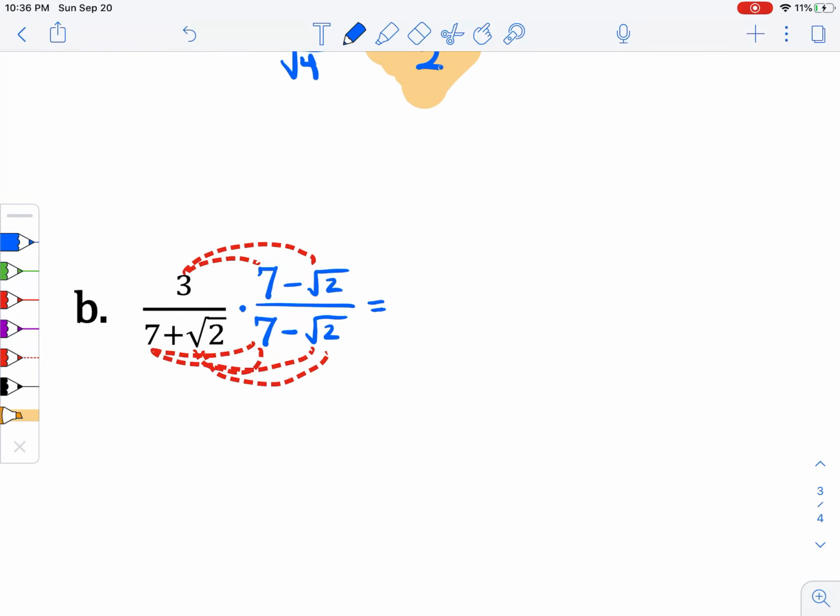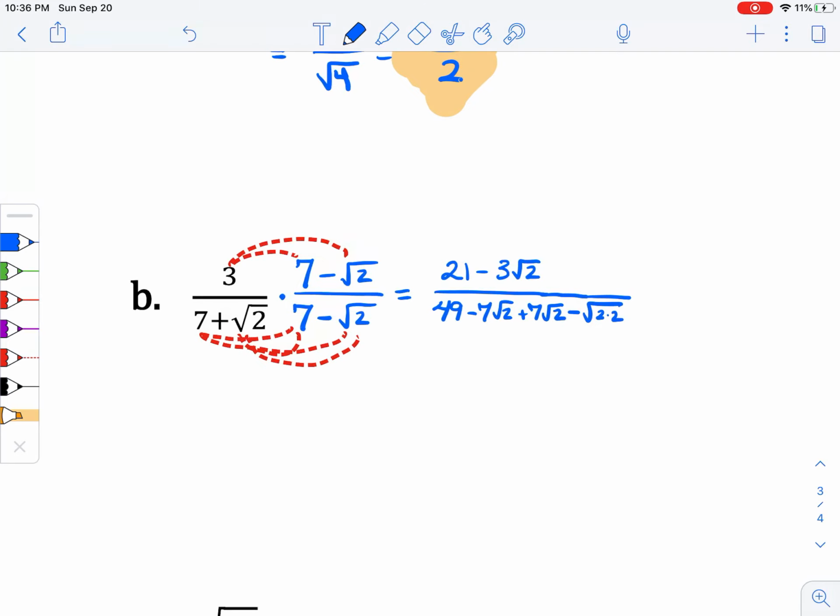So for the top, when I multiply this, I'll have 21 minus 3 square root of 2 over, and on my bottom, I'll have 7 times 7, which is 49, 7 times negative square root of 2, so negative square root of 2. Positive square root of 2 times 7 would be a plus 7 square root of 2. And then finally, just like before, I have square root of 2 times a negative square root of 2, so minus 2 times 2 under 1 square root.